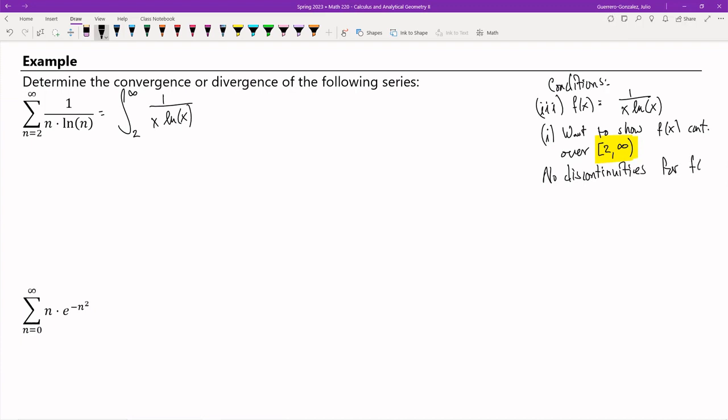For f of x over 2 to infinity. So therefore, f is continuous. We're done. That was it. Okay.